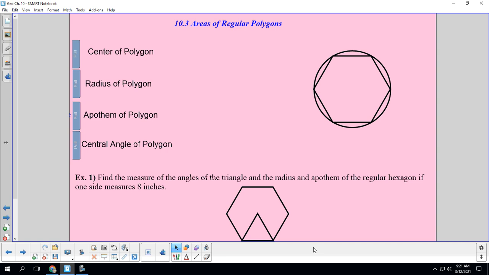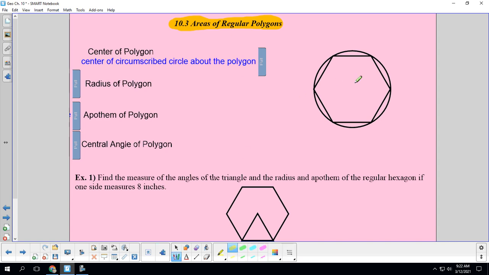This is Chapter 10, Section 3. We are going to be talking about areas of regular polygons. There's some definitions we have to nail down first. The first one is the center of a polygon. It is the center of the circumscribed circle about a polygon.